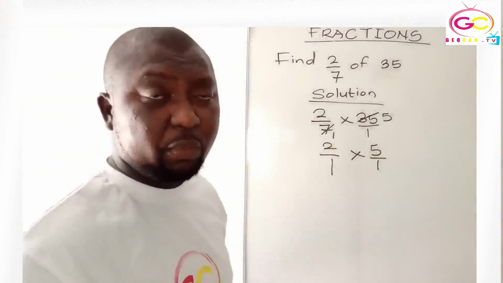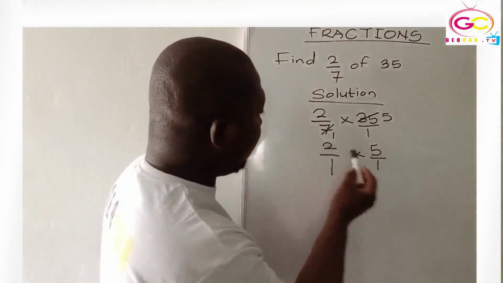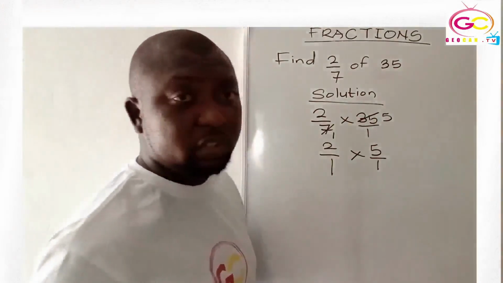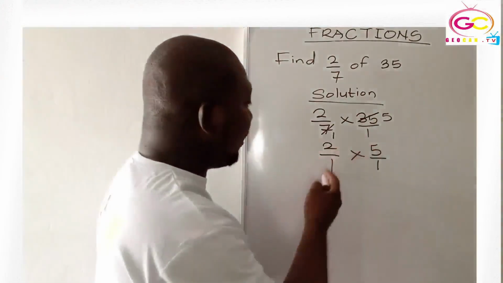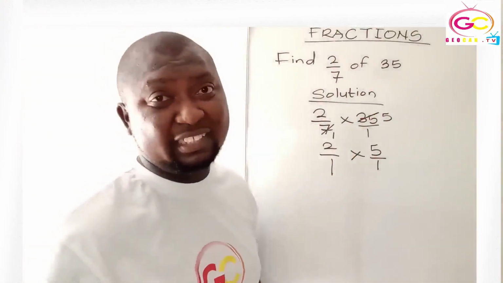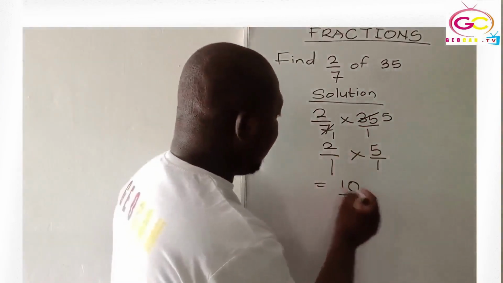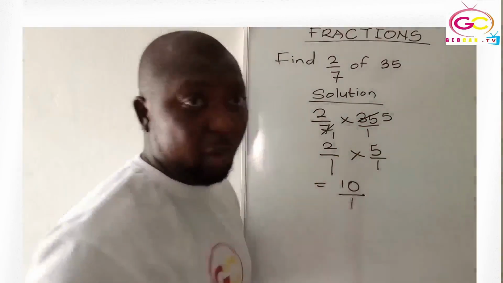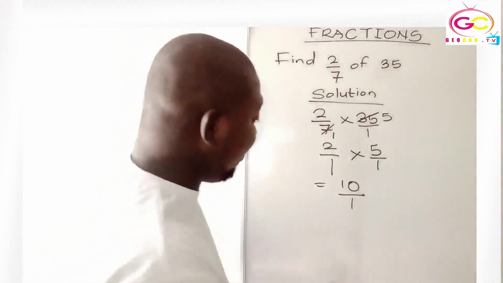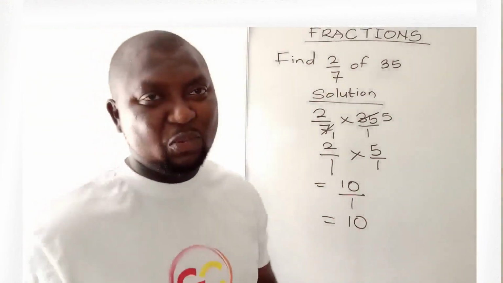Good. So we check whether we'll be able to cancel again. Just look at it vertically. No. So what do we do? We just have to multiply the numerators and the denominators. That's the numbers on top and the numbers down because we can't cancel anymore. So 2 times 5 will give us what? 10. 1 times 1 will give us what? 1. Now, any number over 1 is the same as that number. So 10 over 1 is the same as what? 10. Voila. Good. I'm happy you got it.